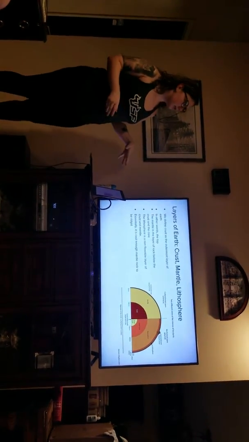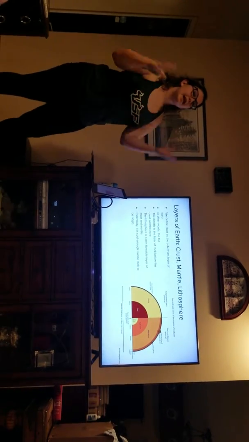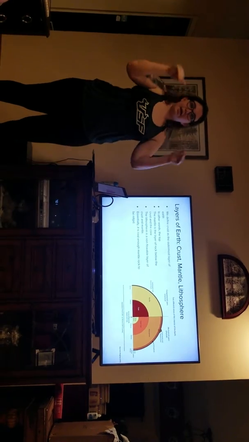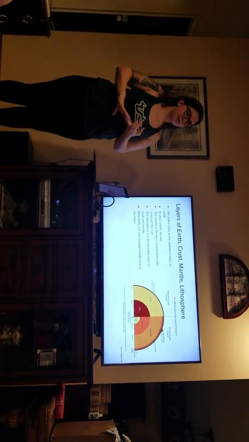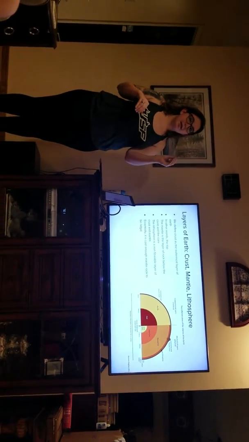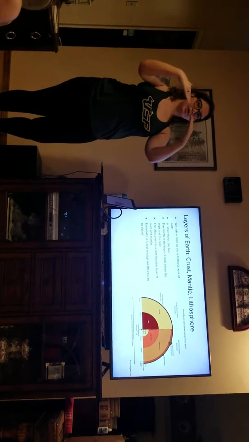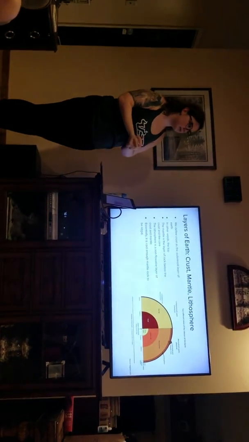To fully understand the history of the park, we'll have to go through a few vocabulary words first. So, layers of the earth: the crust, the mantle, and the lithosphere. The crust is defined as the outer layer of the earth, so the top. There are 2 types of crust: oceanic crust and continental crust. The continental crust is always less dense than oceanic crust. So oceanic crust, when the plates collide, will always fall underneath continental crust. So it will always subduct.